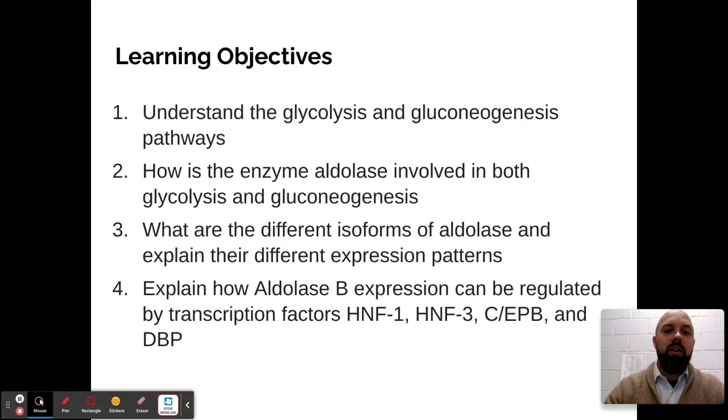Then we're also going to look at the three different isoforms of aldolase, A, B, and C, and look at where they're expressed, their different expression patterns, and some differences between them. And then the last thing we'll do is look at aldolase B expression in particular, and we'll look at 4 different types of transcription factors, as you see there, and how they impact gene expression of aldolase B. So here we go.